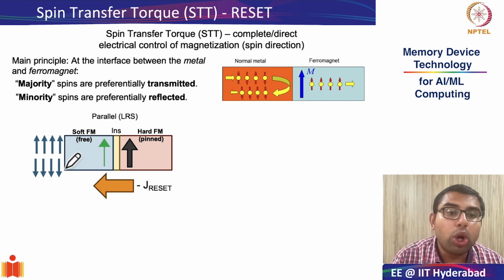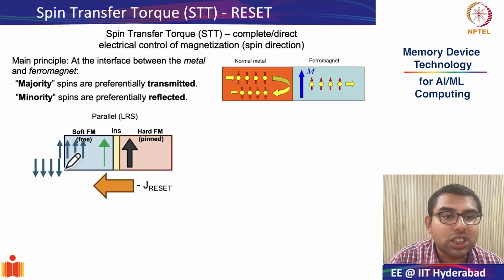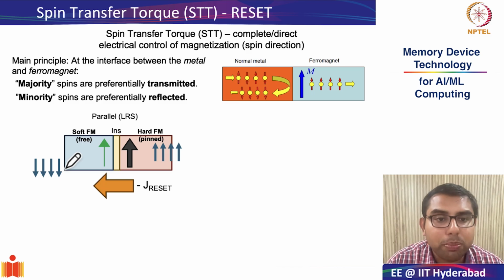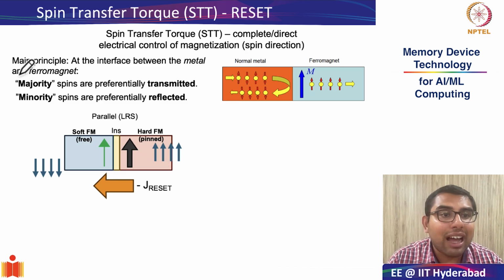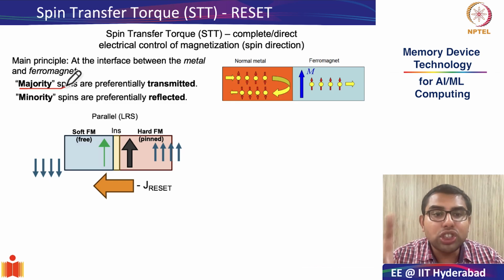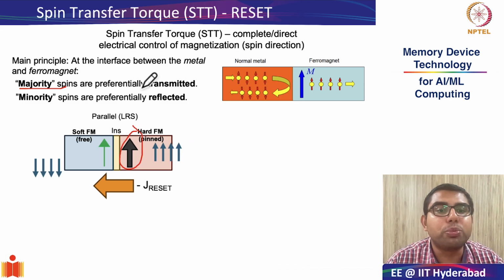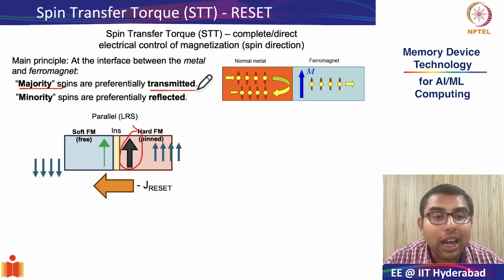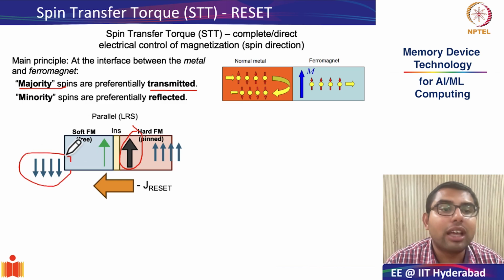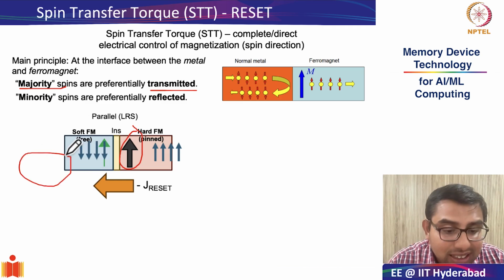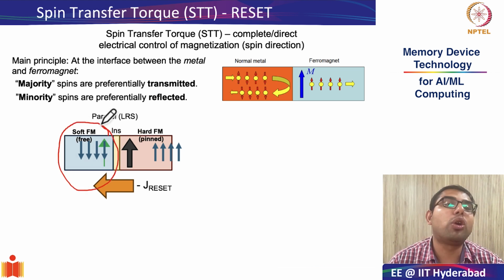What happens when you flow a current through this particular magnetic tunnel junction? As you can see from the first part of the animation, the spins which have the same direction, or majority spin, as compared to the hard ferromagnetic layer have got transmitted. This is what we saw. And what will happen to the spins of the opposite direction? They will get reflected. And as they get reflected, they get accumulated in the soft ferromagnetic layer.